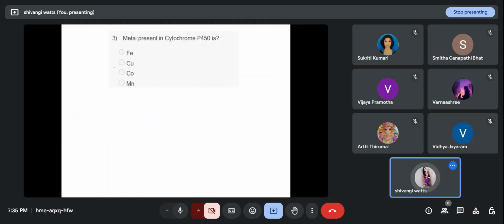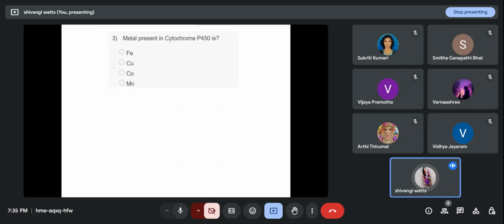Okay. So the next question is, the metal present in cytochrome P450 is A is iron, B is copper, C is cobalt, D is manganese. So which metal atom is present in cytochrome P450? Just only I showed, right? Iron. Yeah, so iron is present in the cytochrome P450.